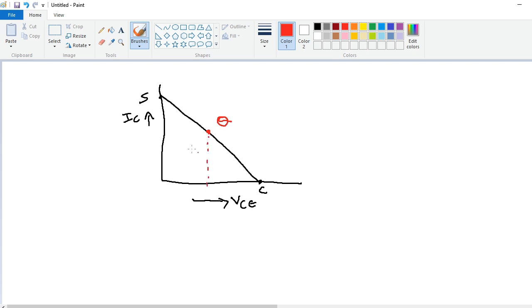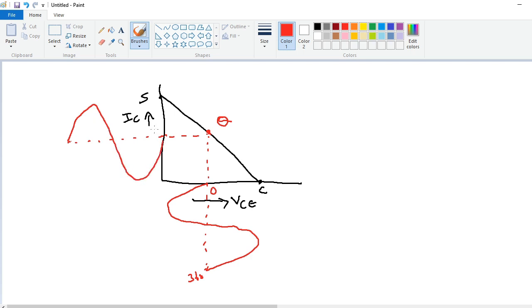If the operating point is located in this region, we get a 360 degrees conduction angle, from 0 to 360 degrees. Similarly, the current also gets a 360 degrees conduction angle.